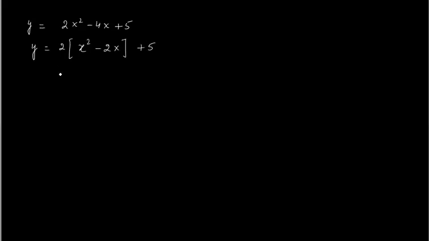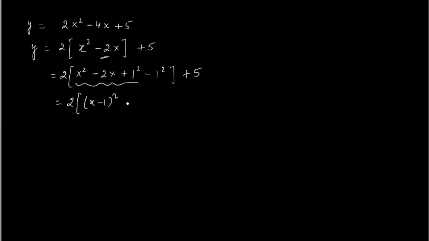Do the same thing again. The coefficient of x is negative 2, so half of the coefficient of x is negative 1. So add 1 square and subtract 1 square. Our first three terms become (x minus 1) whole square. Now multiply 2 inside the bracket, we get 2 times (x minus 1) whole square, negative 2 plus 5, which is nothing but 2 times (x minus 1) whole square plus 3.